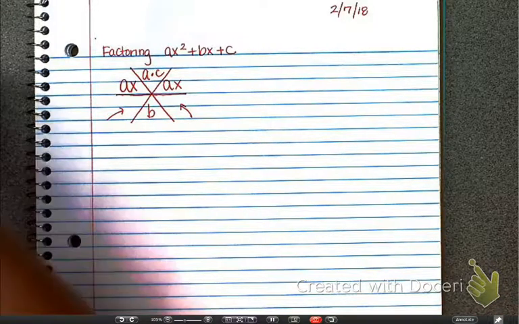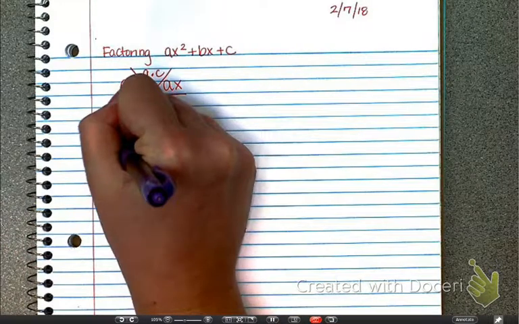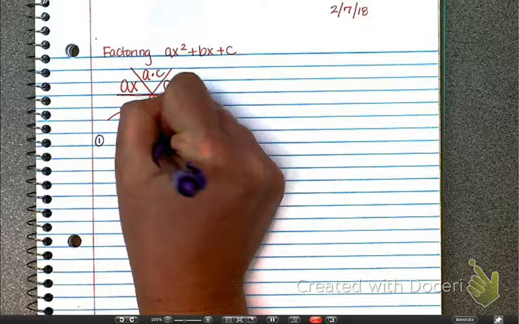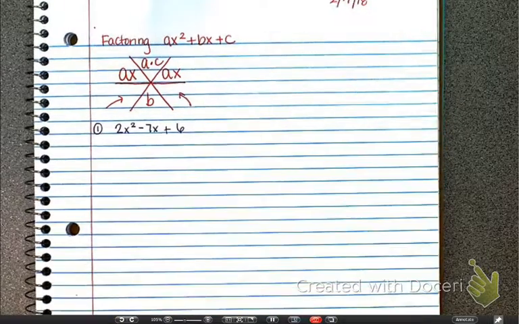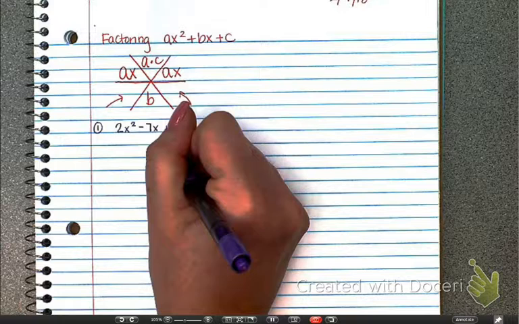Okay? So let's look at a problem so you can see what that looks like, and then I'll explain what we do from there. So 2x squared minus 7x plus 6. The first thing I want you to look at is if there's a GCF. Is there something that goes into 2x squared, negative 7x, and 6? No. Okay, so step 1 is always look for GCF. Step 2 is then to determine if this is going to be the X game or the super X. Because this number here is greater than 1, we use the super X.